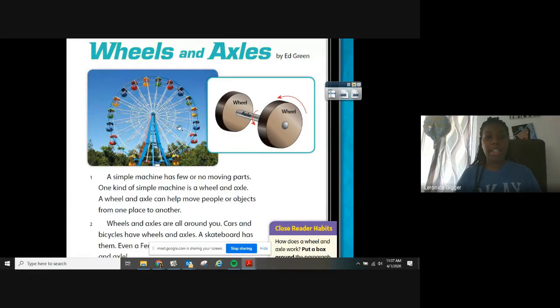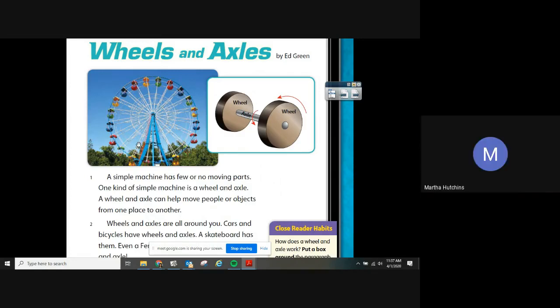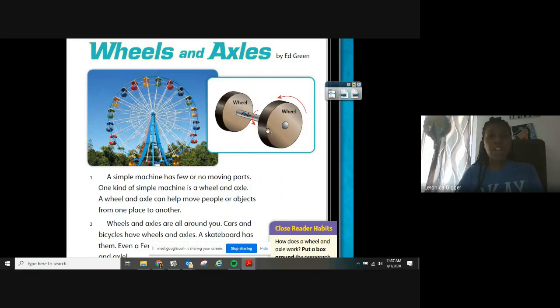So let's start by looking at the diagrams and what we have here. First we have a picture. This is a picture of a, what is this, everybody? Ferris wheel. And then here we have a diagram, a diagram of a wheel and axle. And we can see some arrows here. Now, what makes this picture different from the diagram?